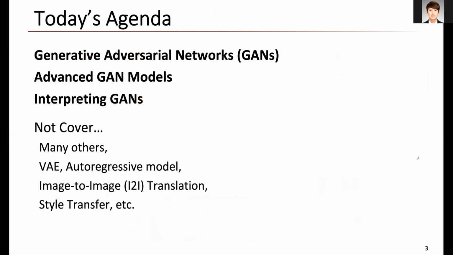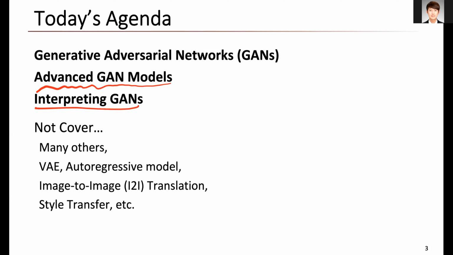Okay, so today we will see what a generative model is, focusing on the generative adversarial network GAN. Of course, it's not state of the art anymore, but understanding the generative adversarial network is, I think, a good starting point to understand generative models. So we will start with the original GAN paper, and we will move to recent advanced GAN models, and we will see some seminal papers and move to another topic, interpreting GAN. Okay.